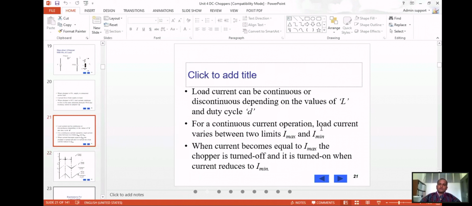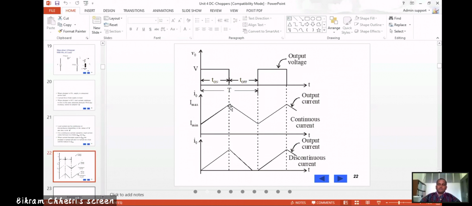In continuous current operation, the load current varies between the two limits, and when the current becomes equal to Imax, the chopper is turned off. So when it becomes Imax, maximum current, the chopper is off. When it reaches the minimum, the chopper is turned on again. So this is for the continuous current.